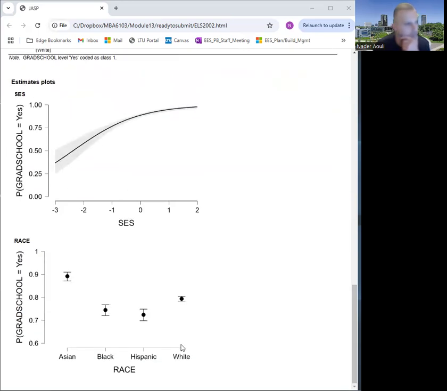Moving on, looking at the next plot, on the x-axis we can see the race, and that is a combination of Asian, Black, Hispanic, and white. The y-axis is grad school equals yes. The probability for Asian is 0.95, Black is 0.75, Hispanic is 0.72, and white is 0.82.